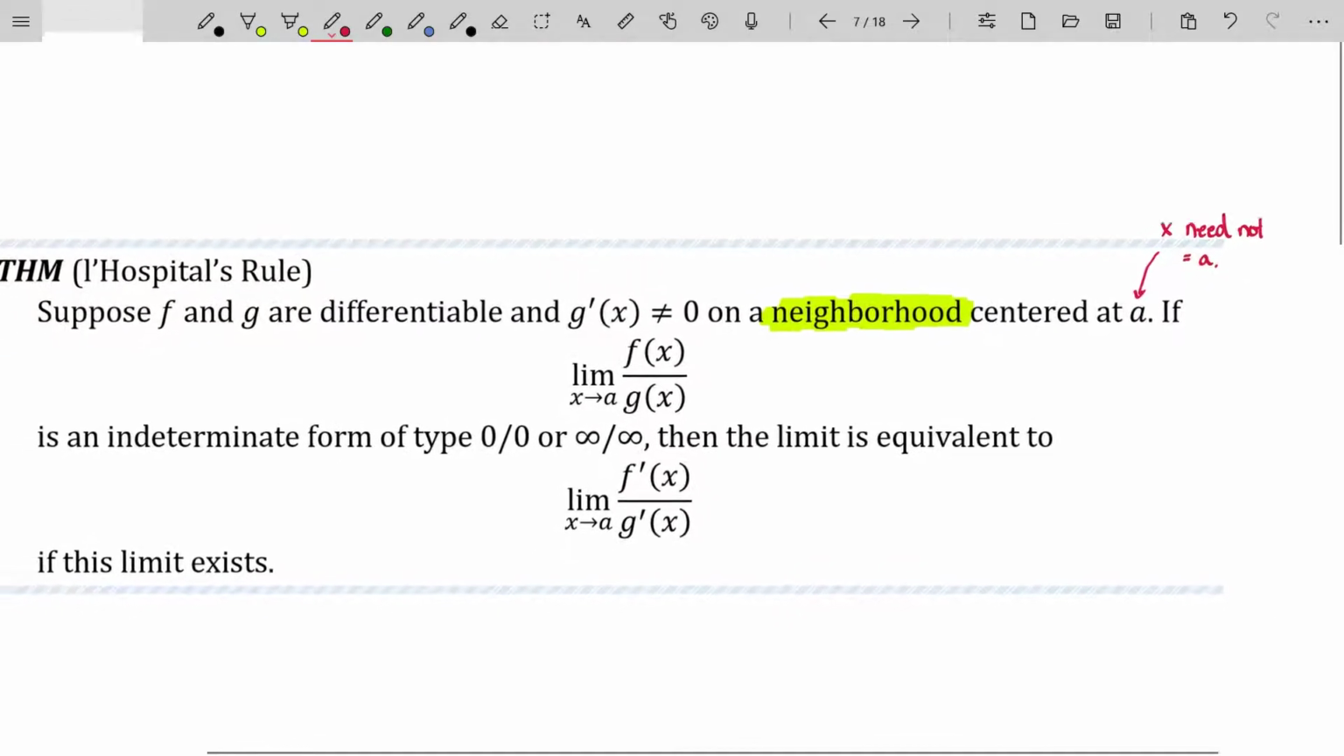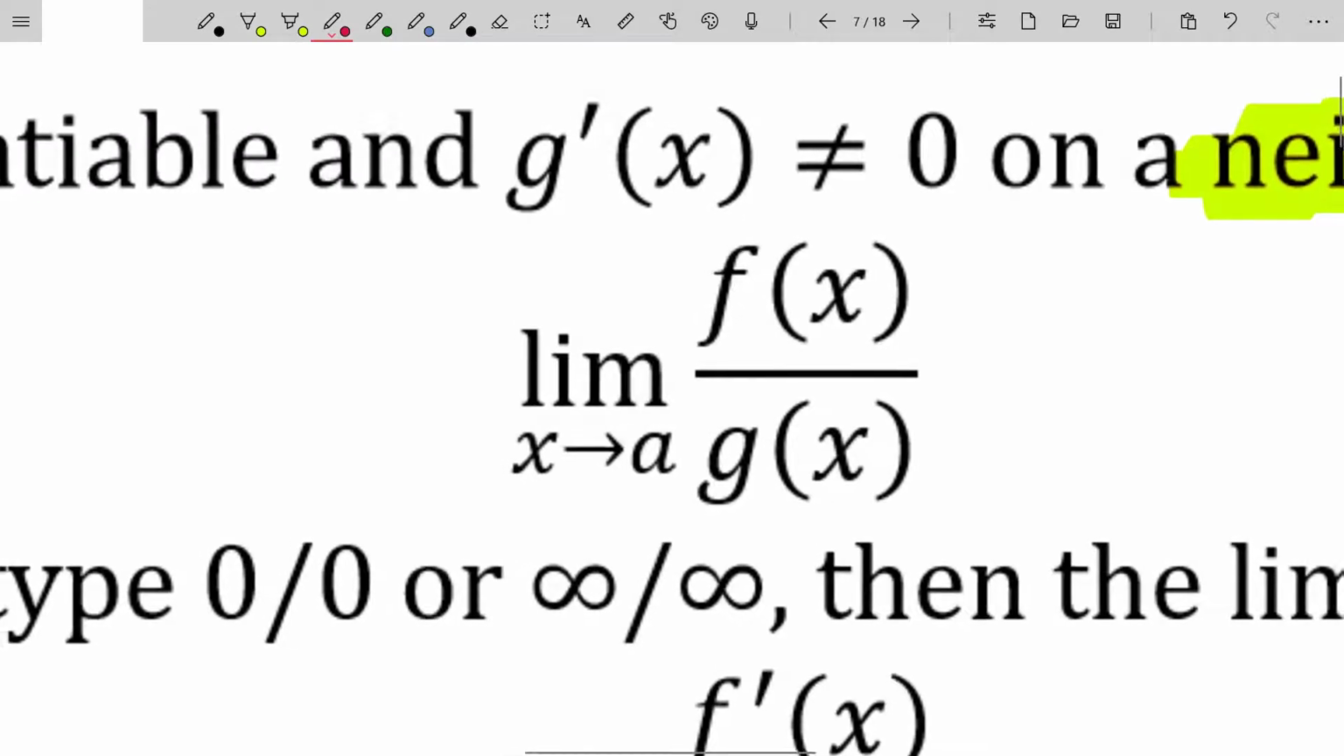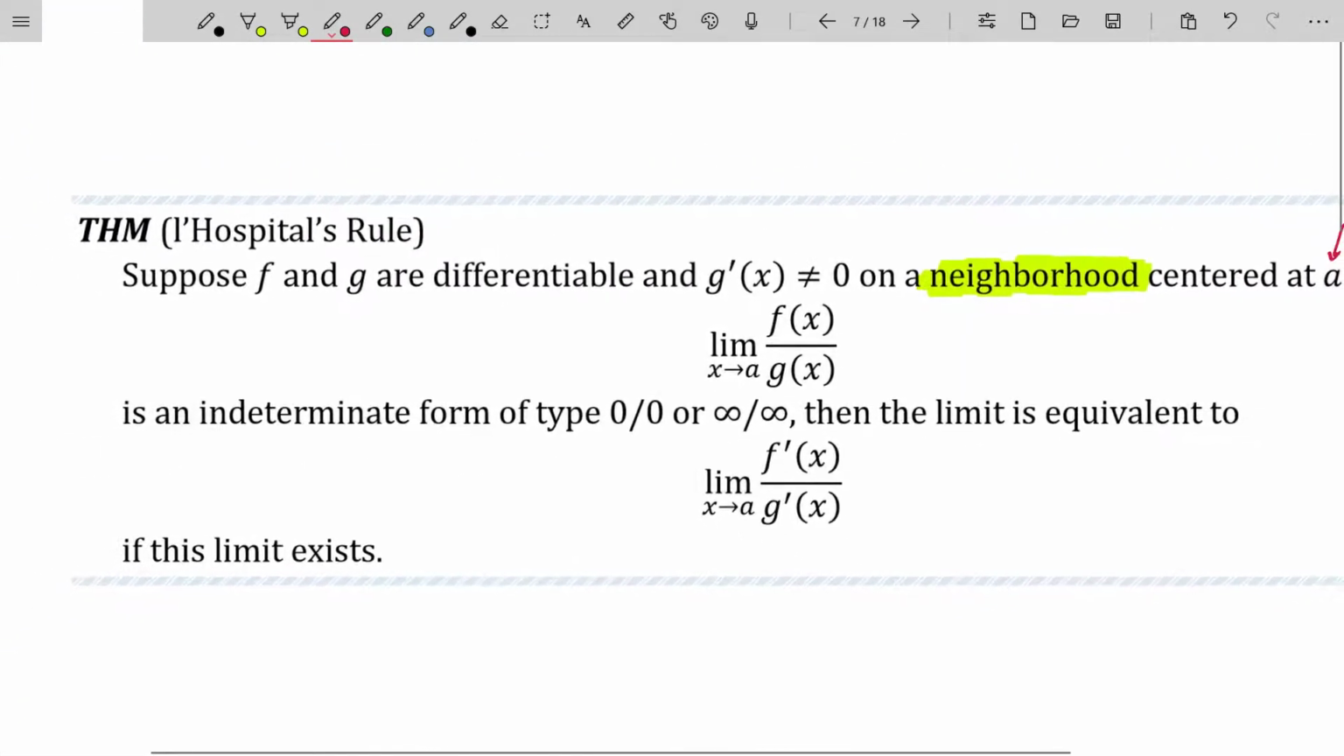So if the limit as x approaches a of f of x over g of x is an indeterminate form of the type 0 over 0 or infinity over infinity, and it can only be one of those two forms, it can't be any other form, then that limit is equivalent to the limit as x approaches a of f prime of x over g prime of x. This guy right here.